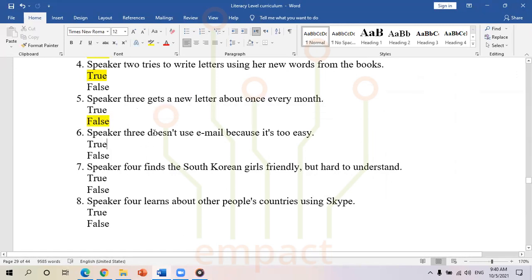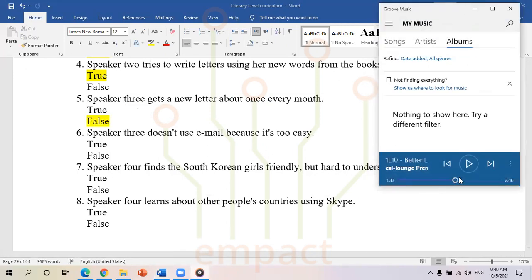And then speaker 3 doesn't use email because it's too easy. Is that true? Or you're not sure? Okay, false. But I will replay that part for you in order to be sure about the answer.